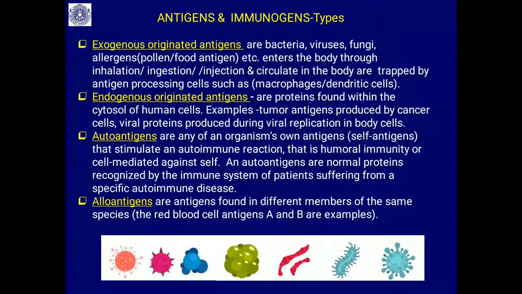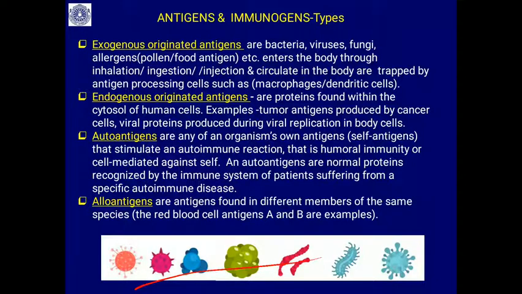Now, the types of antigens or immunogens. Based on their origin, there are exogenous antigens such as bacteria and viruses. They may be allergens, pollen grains or food antigens. All these enter the body through inhalation, through the nasal passage, along with the food, or else they get injected.